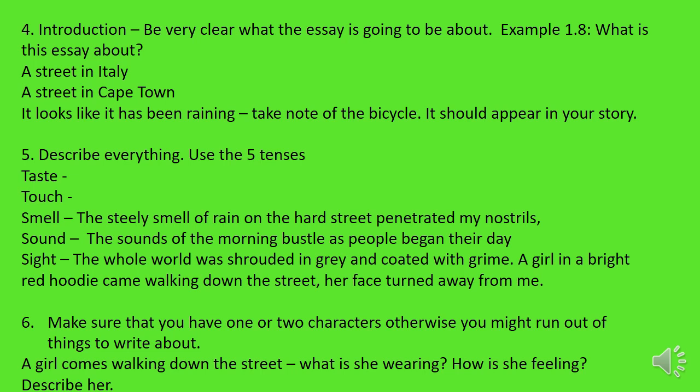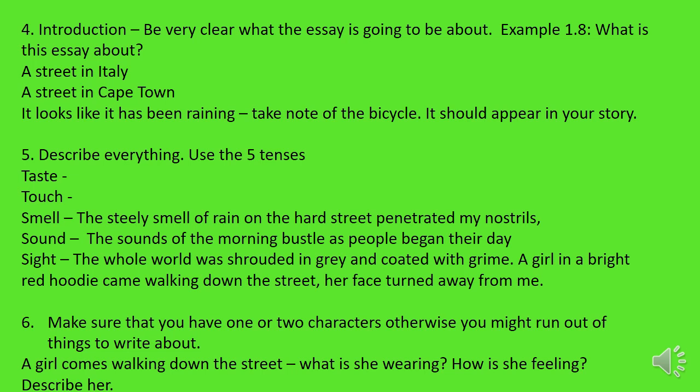So in your introduction, be very clear what the essay is going to be about. For example, question 1.8, it's a picture. What could this essay be about? Is that a street in Italy? Is it a street in Cape Town? Decide where it is. It looks like it has been raining.